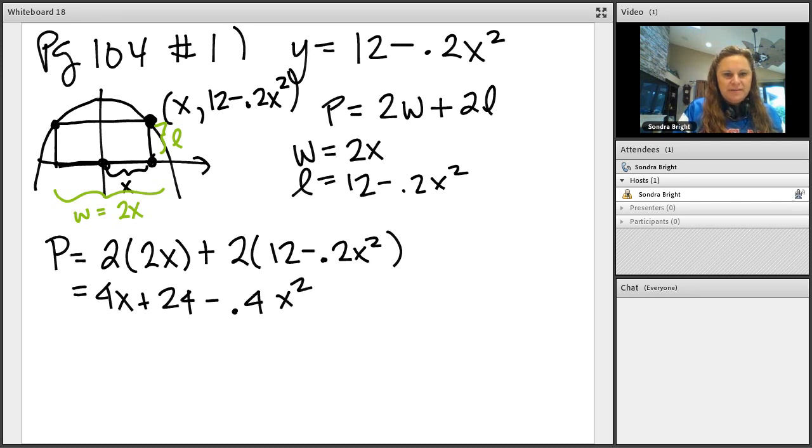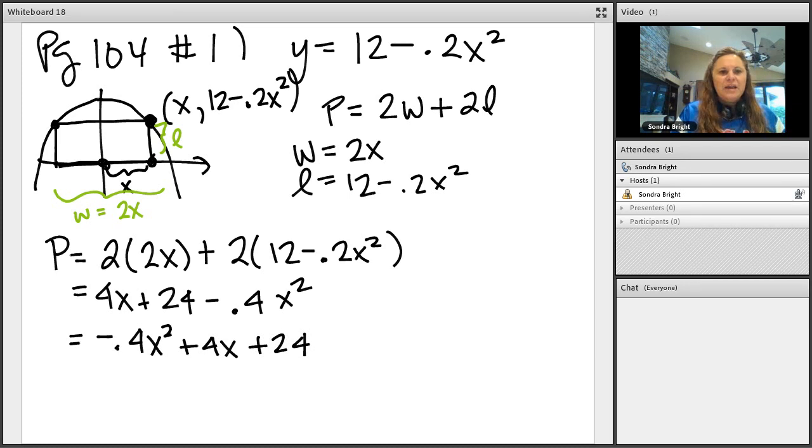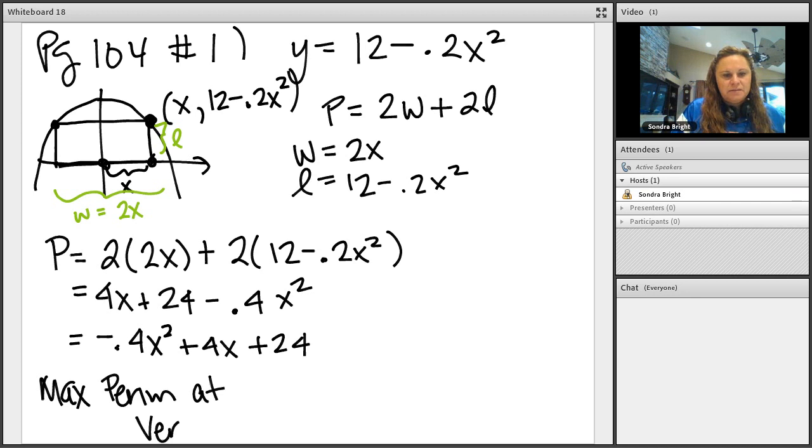I'm going to rewrite that so that it looks like a quadratic. I'll write it as negative 0.4x squared plus 4x plus 24. So that way it looks like a quadratic. Remember what we talked about: your max is at the vertex. They wanted max perimeter, so the max perimeter is at the vertex. Maximum is always at the vertex.